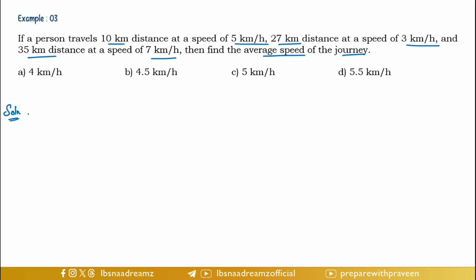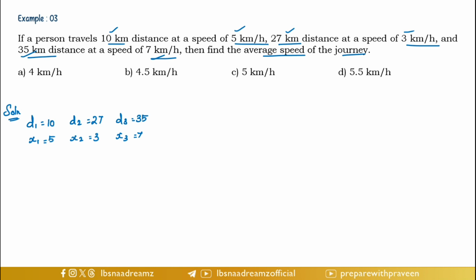So here d1 is equal to 10 km, d2 is equal to 27 km, d3 is equal to 35 km. Similarly, x1 is equal to 5 km per hour, x2 is equal to 3 km per hour, and x3 is equal to 7 km per hour.